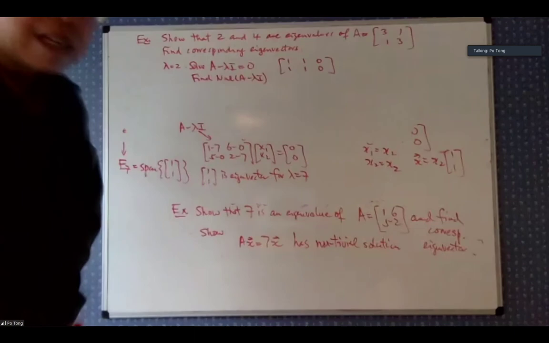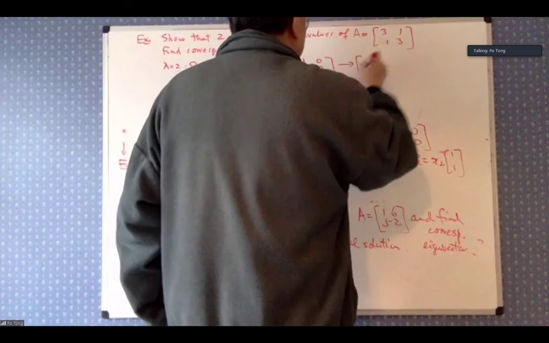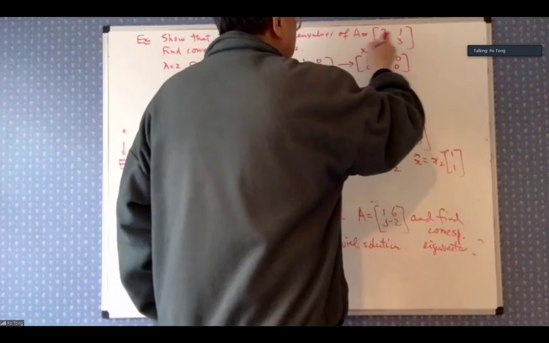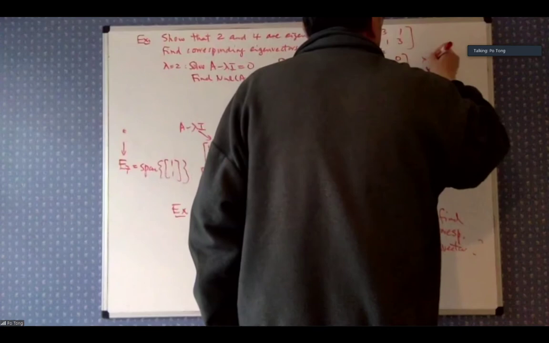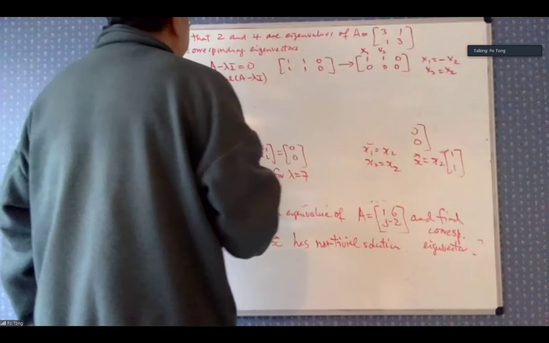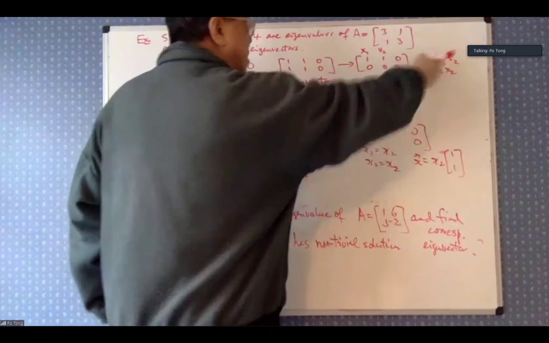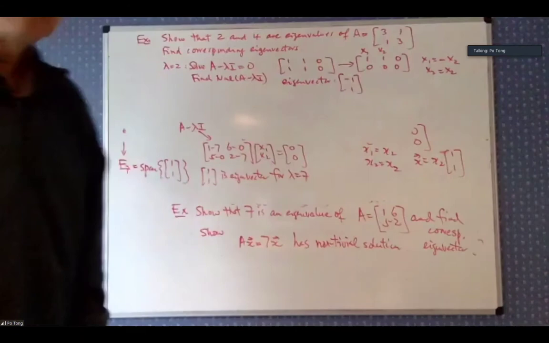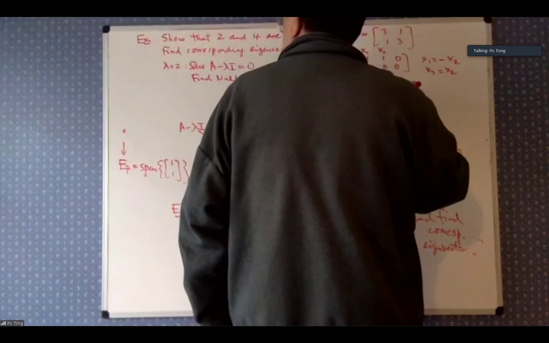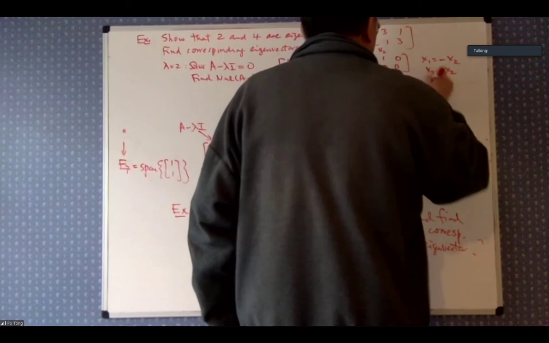So this guy in RREF, the two lines are the same. So for the eigenvector, this is x1, x2. So we have x2 equal to x2, x1 equal to negative x2. So the eigenvector will be, by looking at this, negative 1, 1. Is it okay? So the eigenspace E2 is going to be the span of minus 1, 1.